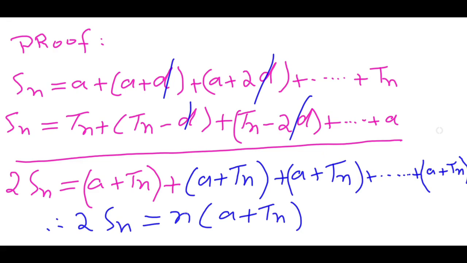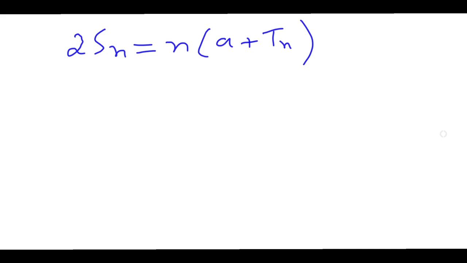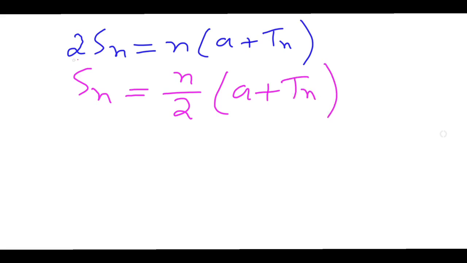Adding the two expressions for Sn term by term results in n pairs, each of which sums to a plus Tn. Now we're going to solve for Sn, dividing both sides by 2. So Sn is equal to n over 2 times (a plus Tn). So we isolate the Sn.